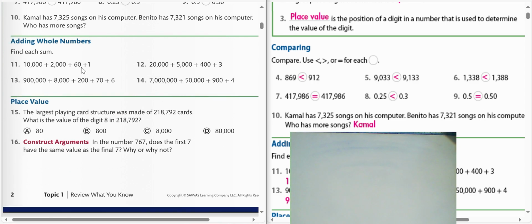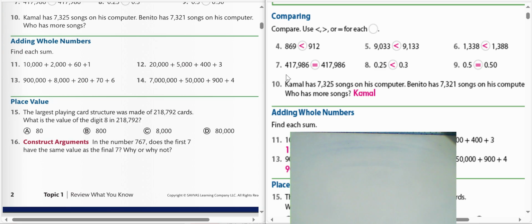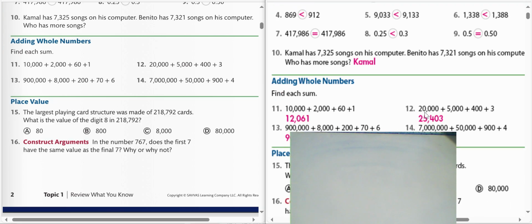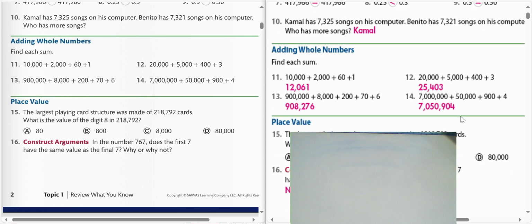We can convert from expanded form to standard form. We have 1 in the ones and 6 in the tens, 0 in the hundreds place, and then 2 in the thousands, and 1 in the ten thousands. Then the result will be 12,061. And also we have 20,000 plus 5,000 plus 400 plus 3. We can write 25,403. You can write this also 900,000 plus 8,000 plus 200 plus 70 plus 6, 908,276.